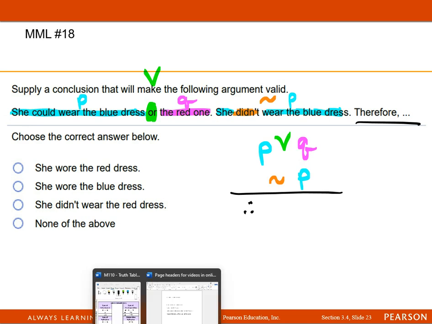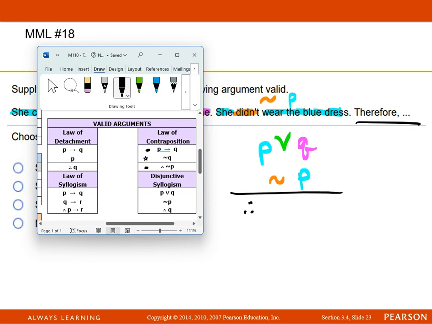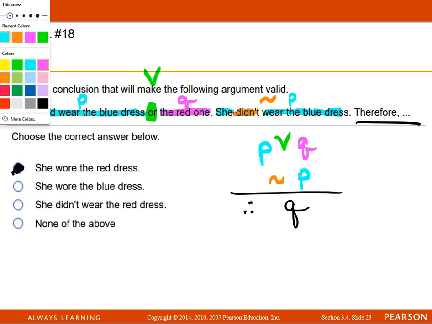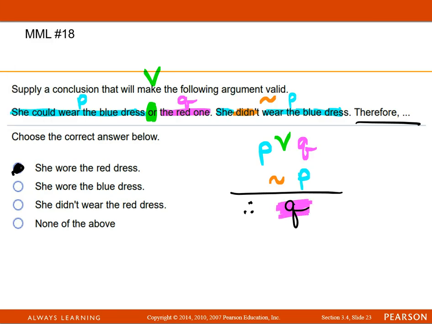So I go back and I'm looking for P or Q, negation of P, and that is this one here, the disjunctive syllogism. I got the P or the Q, and then I got the negation of P, so the conclusion is just Q. And Q is the red one, so she wore the red dress.